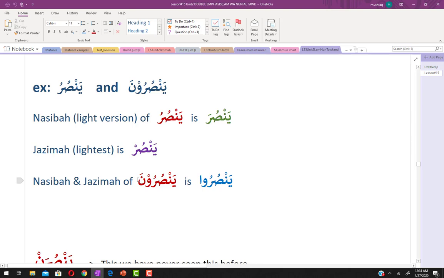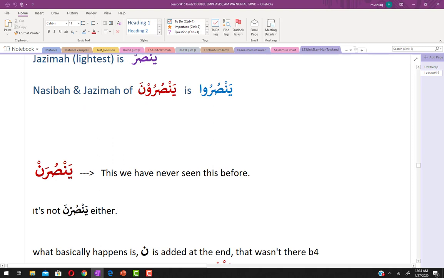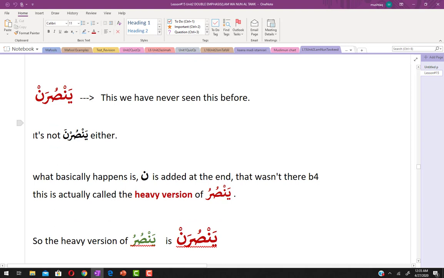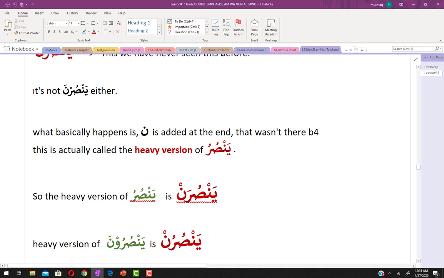Now, what is this? Yansuran. Did you come across this word, yansuran? We have never seen this before. This is not yansurna. Remember, we learned about yansurna and tansurna. This is not that. This is yansuran. What basically happens is a noon is added at the end that wasn't there before. This is called the heavy version of yansuru. So the heavy version of yansuru is yansuran. The heavy version of yansuruna is yansurun.